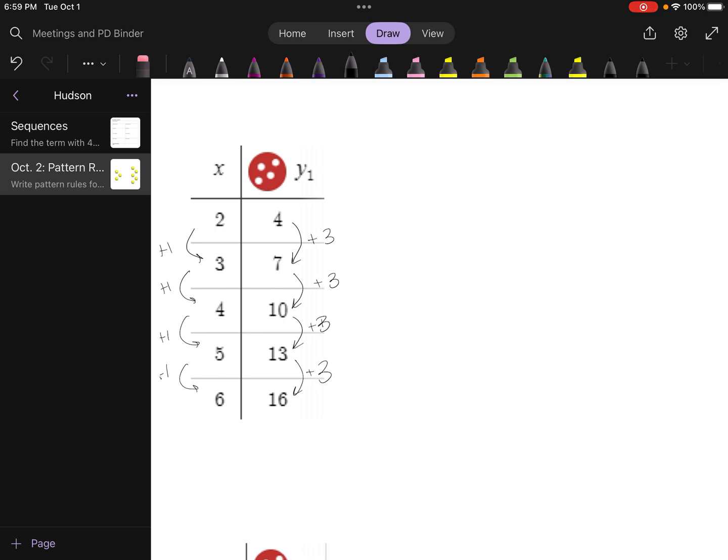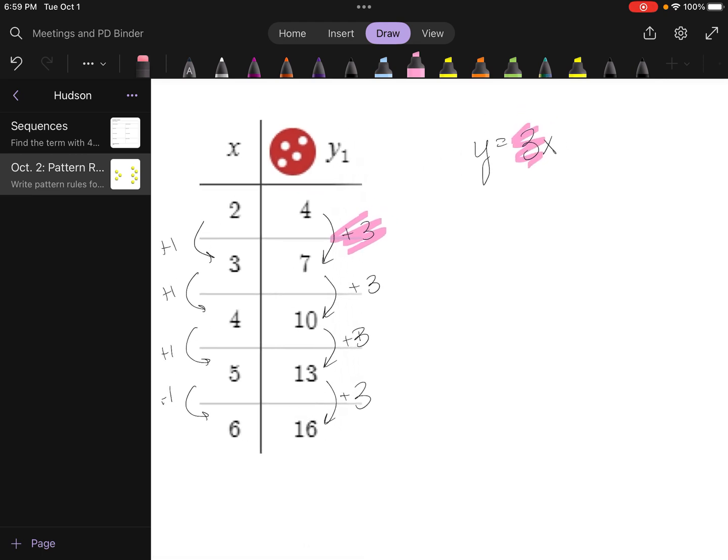So when I write my rule, I'm going to write y is equal to 3x to start, because my pattern is growing by 3 each time. But then I have to check to see if this always works. So if I go 2 times 3, well, that gives me 6, not 4. And if I go 3 times 3, well, that gives me 9 and not 7. So what do I have to do to those numbers to get back to 4 or back to 7? I have to take away 2. So my constant is take away 2.